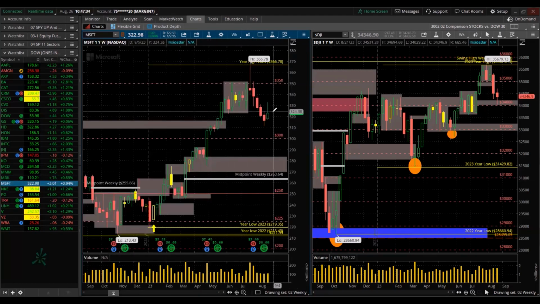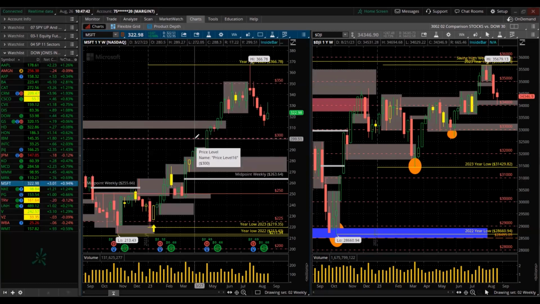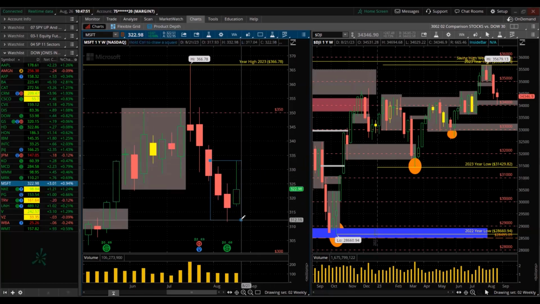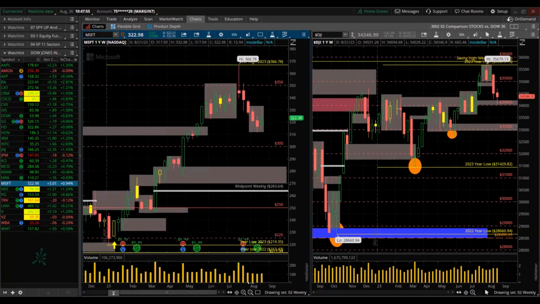Microsoft. Higher high, higher low, green, and then forming a bearish pin bar here. Interesting. Potential fake out. It's rejection right up there. Natural retracement.